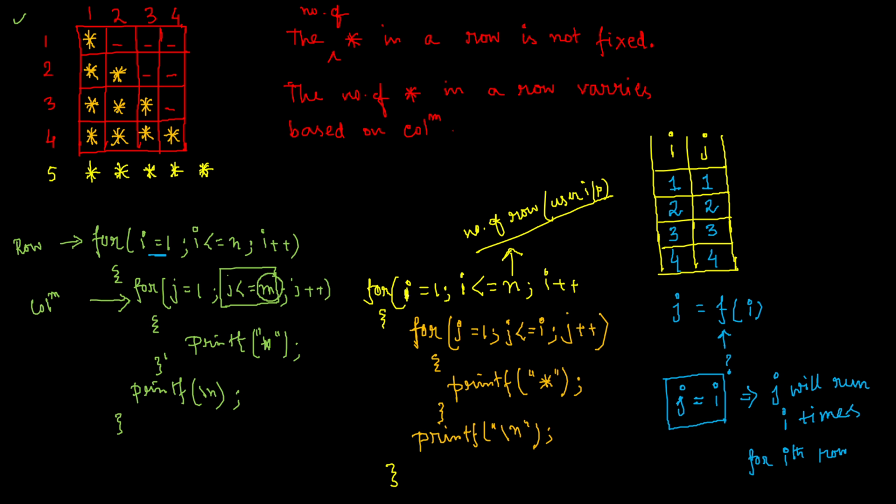This is i, okay, this is not j. So i equal to 1, I started with 1, so let's make a dry run. i equal to 1, 1 less than equal to n, suppose the value of n is 4, not 5. So 1 less than 4, correct, it will enter the for loop. Now j equal to 1, j started with 1.